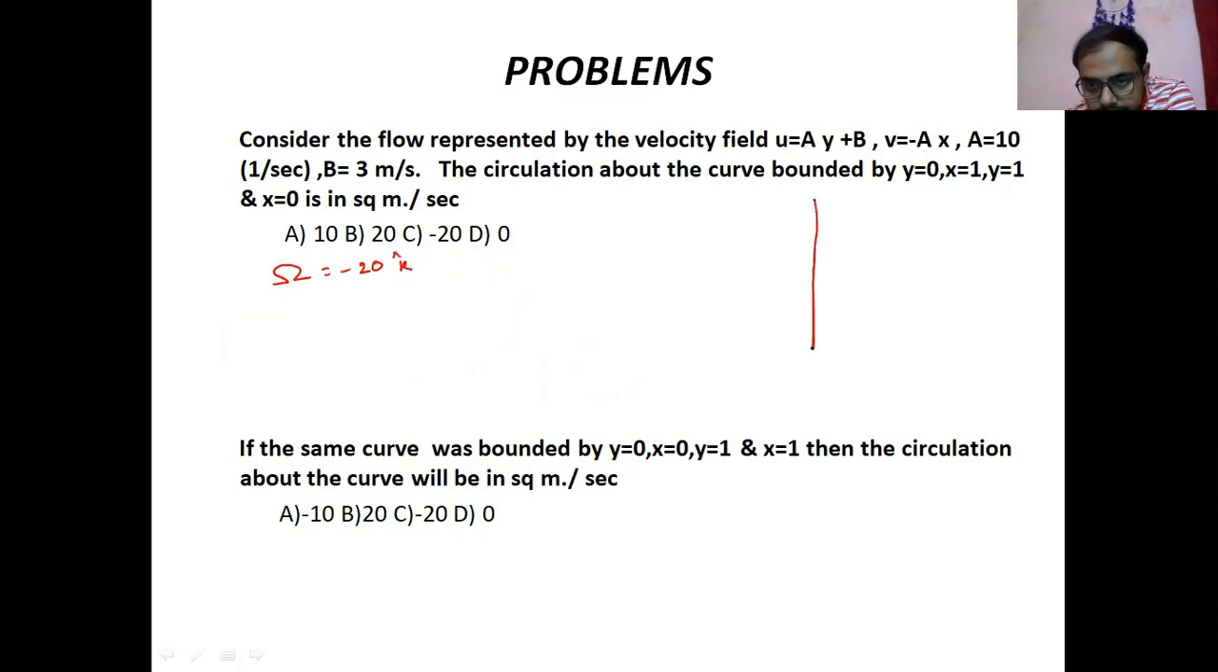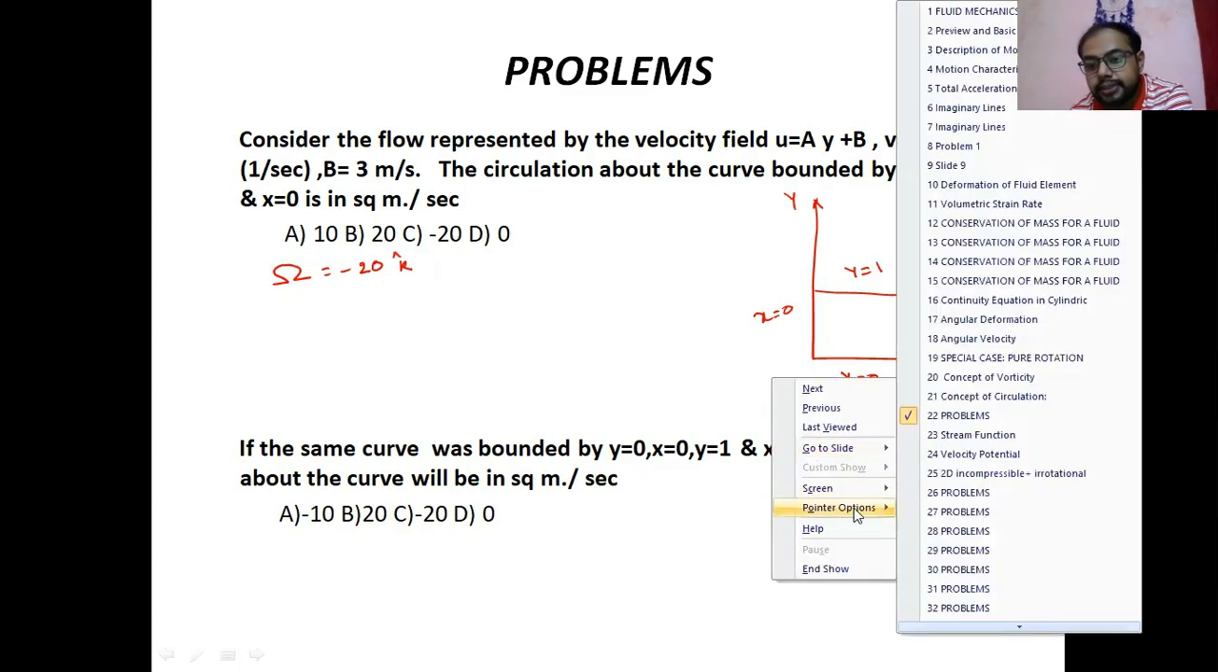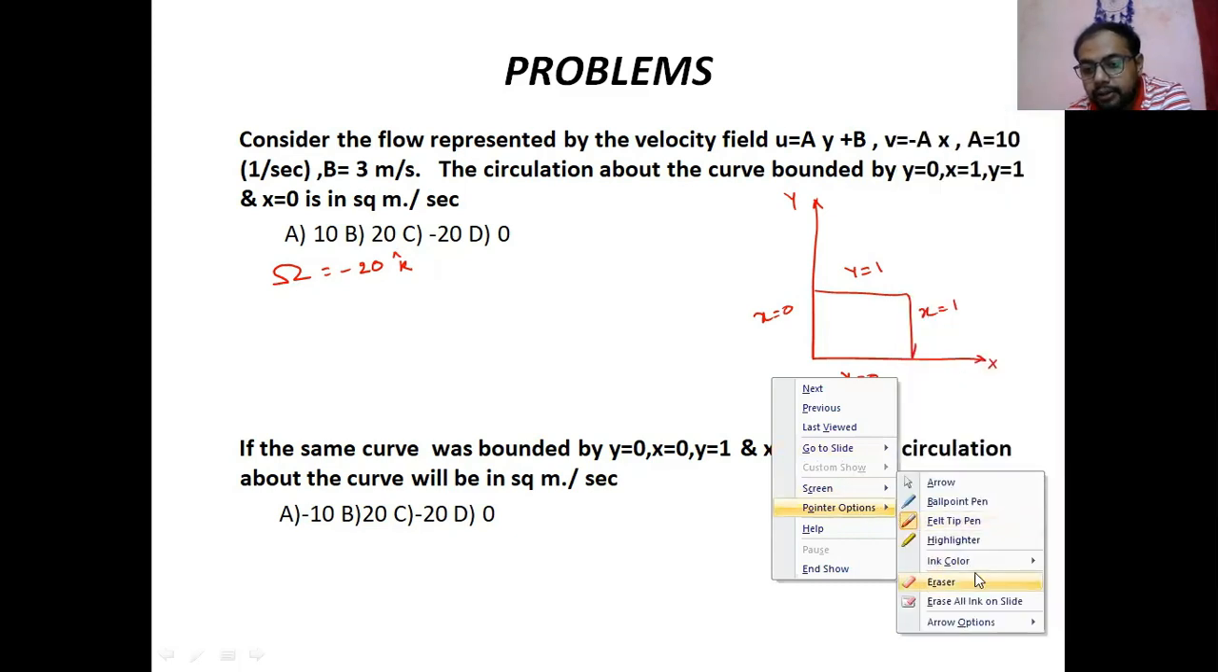Now again you draw the same thing. Along x, along y. And the circulation part is in this: the y equal to 0 line, the x equal to 1 line, the x equal to 0 line, the y equal to 1 line. So what is the sense of rotation? First, the sense of the rotation is important.